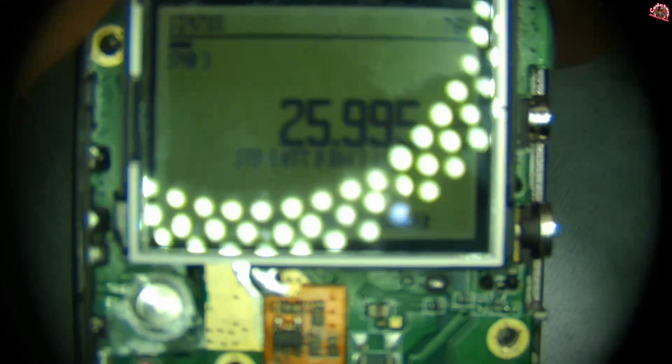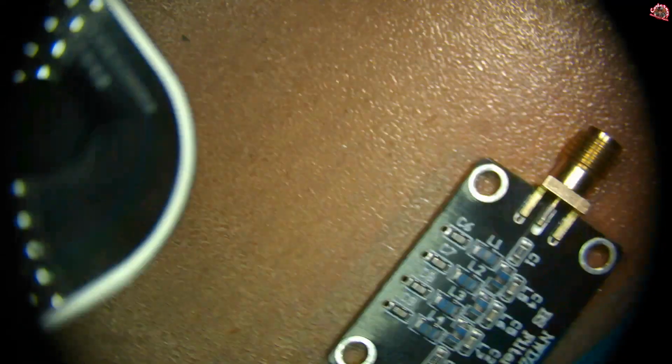I'm zoomed in, right? So 25995. By the way, guys, if you don't know what I'm doing, that's okay, because I don't know what I'm doing myself. But what I'm doing is supposed to make reception on SI and everything else a lot better. So we got no signal.